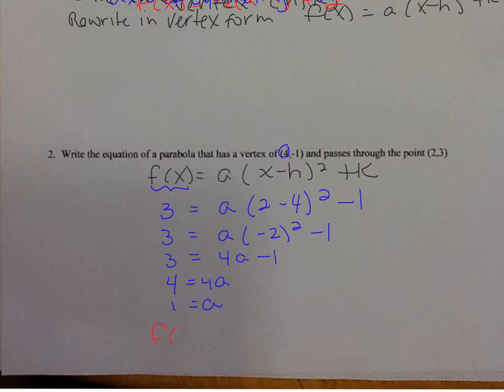So my equation is f of x equals a, which is 1, so I don't really need to put that. If you put 1, that's fine, times x, and then my h is minus 4 squared, and then minus 1 is my k. Okay, so I'll flip it over and work on the back.